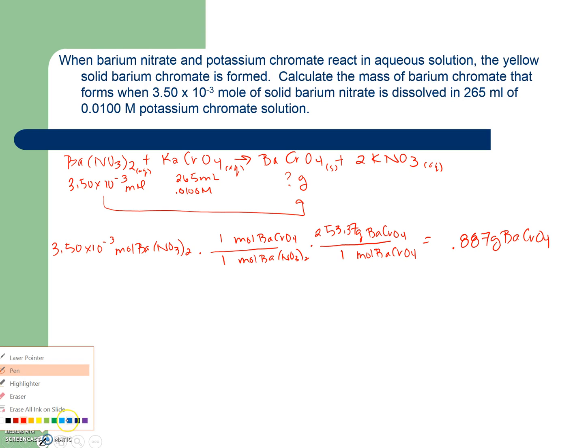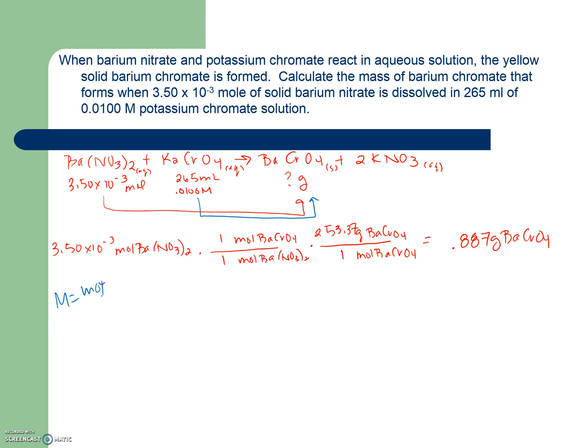because now I need to take a look at this reaction and see how much is produced when I do that. So that's given to me as a molarity, and so I need to solve for moles. So I know that molarity is equal to moles over liters, and I know that my molarity is 0.0100 molar, and it's equal to X moles over, and this has to be liters, so 0.265 liters, because 265 milliliters isn't good. I'm going to go ahead and multiply those two, and I'm going to get 0.00265 moles.